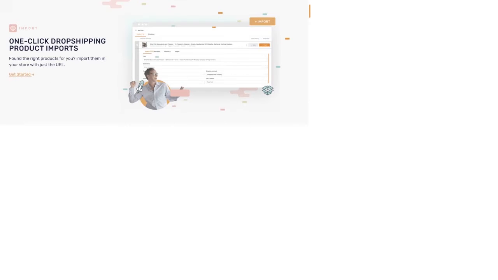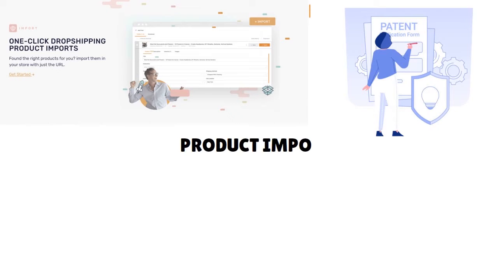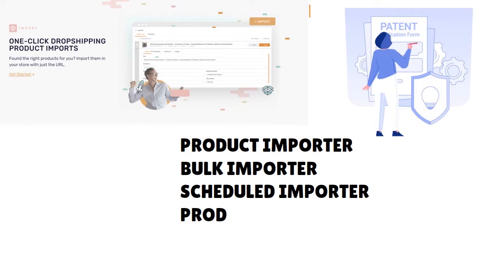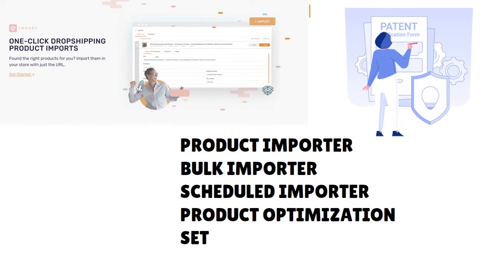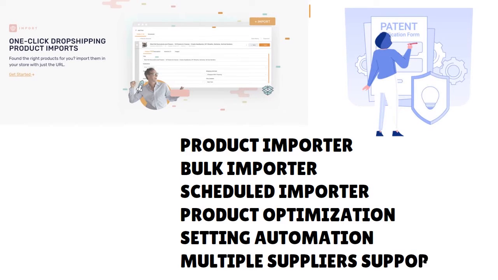This is really cool. And on top of that, AutoDS will notify you if the system comes across a copyrighted or trademarked product. So you know exactly, because the last thing you want is to be dragged to jail because you are infringing on somebody's copyright, right? And so the AutoDS product importer tool offers key features such as product importer, bulk importer, schedule importer, product optimization, automation set, and multiple supplier support.